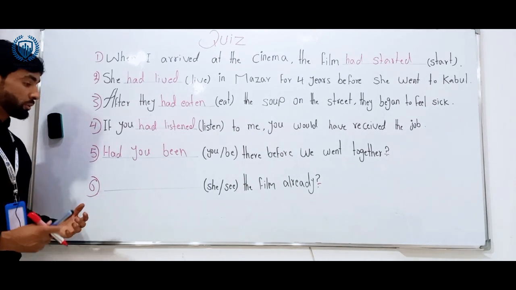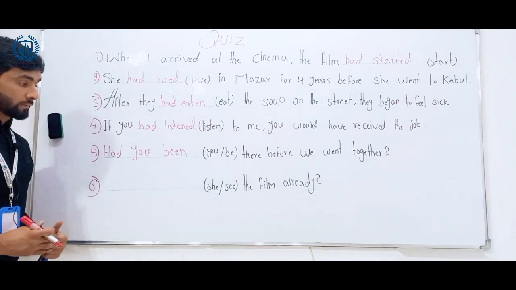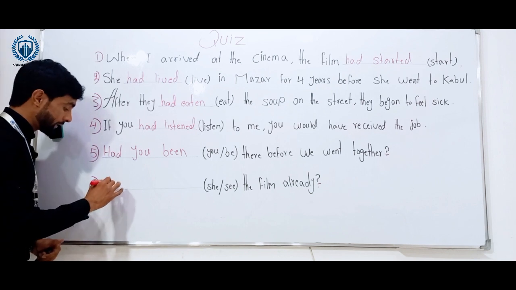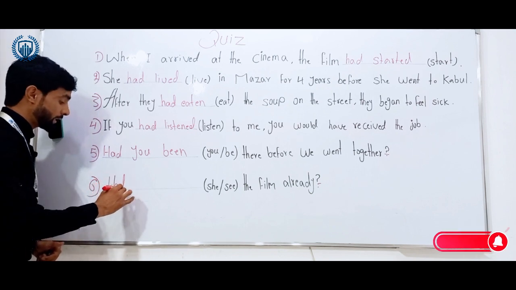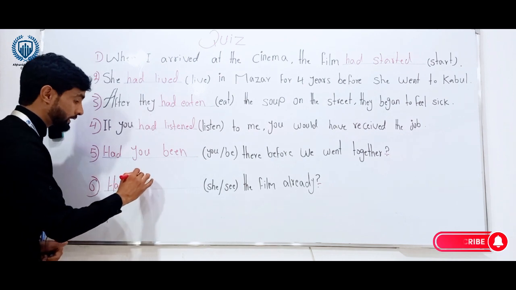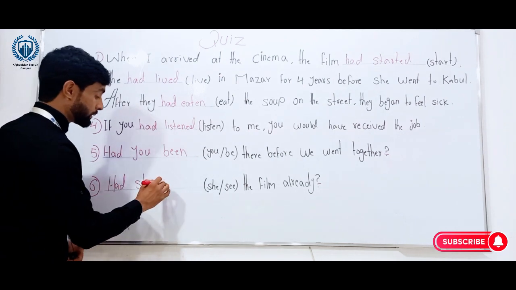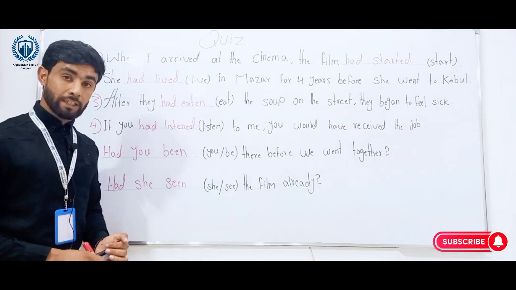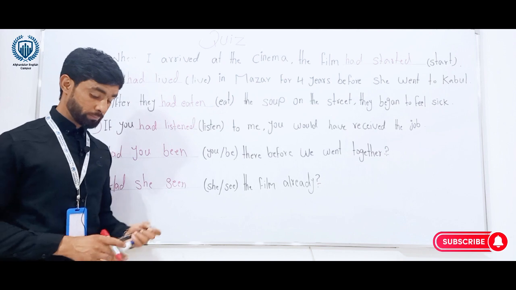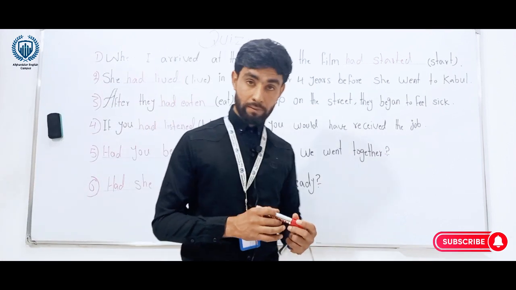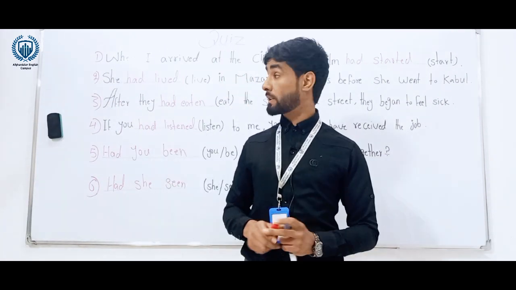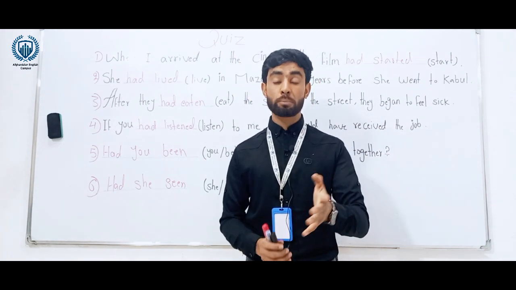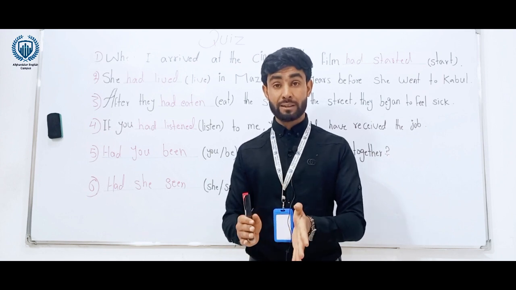So the sixth question is also an interrogative form, and the subject is she, the verb is see. Then I have to bring had in the beginning, in the question form, had is in the beginning. Then I have to have the subject, had she. The third form of see, we say seen. Had she seen the film already? It's also a past perfect form. So this was about past perfect tense. Hope you understood the lesson about past perfect. We gave enough details about this tense, and I hope you practice this tense.